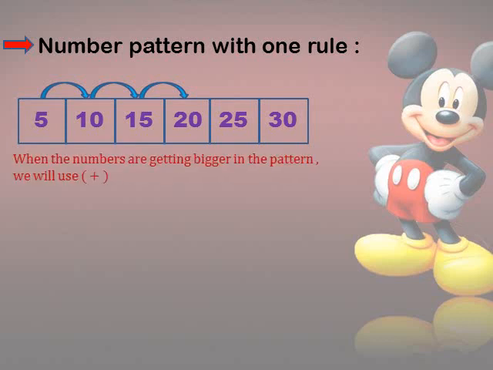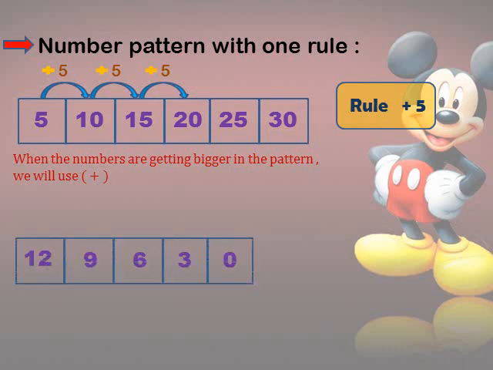Move forward means plus. So I'm going to put the plus sign like this. Then count the steps. Plus 5 steps. So each time I'm going to move the number 5 steps forward. So my rule here is going to be plus 5, moving 5 steps forward. Okay?